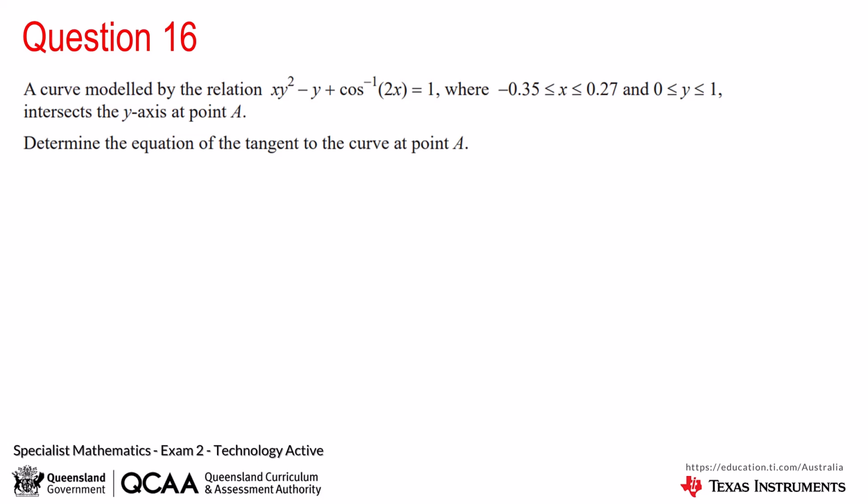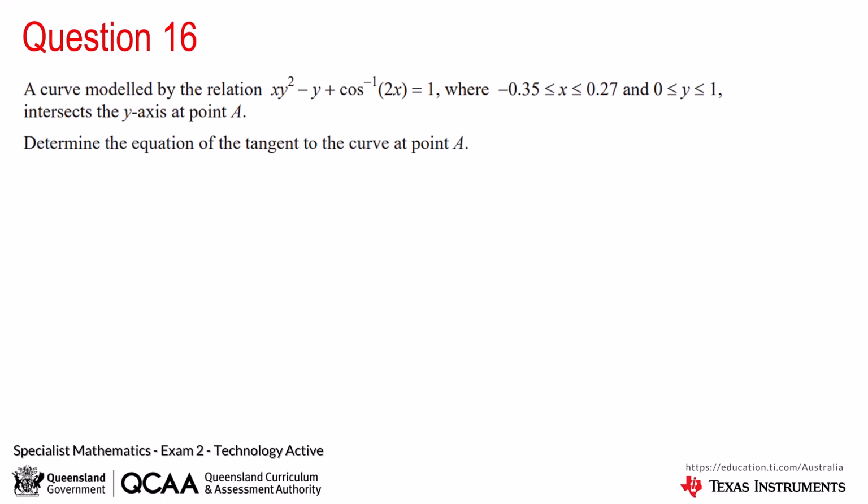So first of all, our solution plan. Our first step in the solution plan will be to find the y-coordinate of A. The equation of the tangent to the curve at A will have an equation form y equals mx plus c, where c is where the curve intersects the y-axis. So our first step is to find the y-coordinate of A.